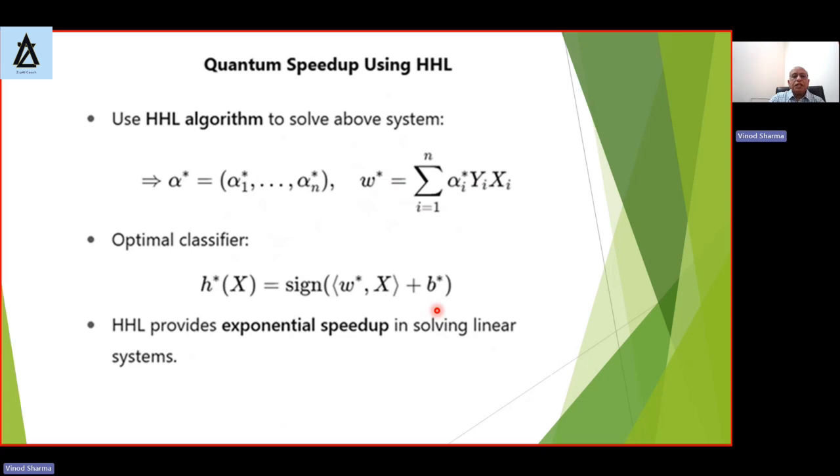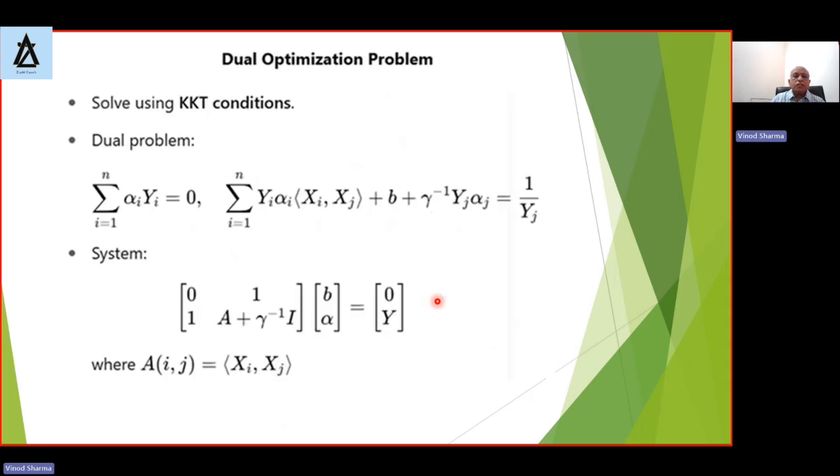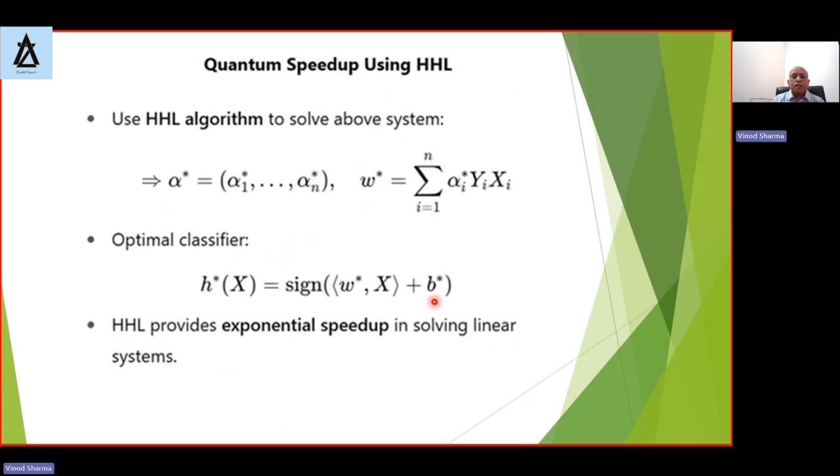Now, as we see here, we obtain this W star, B star by solving this system of linear equations. But we have seen in the last module that there is a quantum algorithm, HHL, which can solve a system of linear equations exponentially faster than any classical algorithm will do it. So to solve that, we use this HHL algorithm to get the solution and hence get H star. This way you will get an exponential speedup compared to the classical algorithms for this problem.